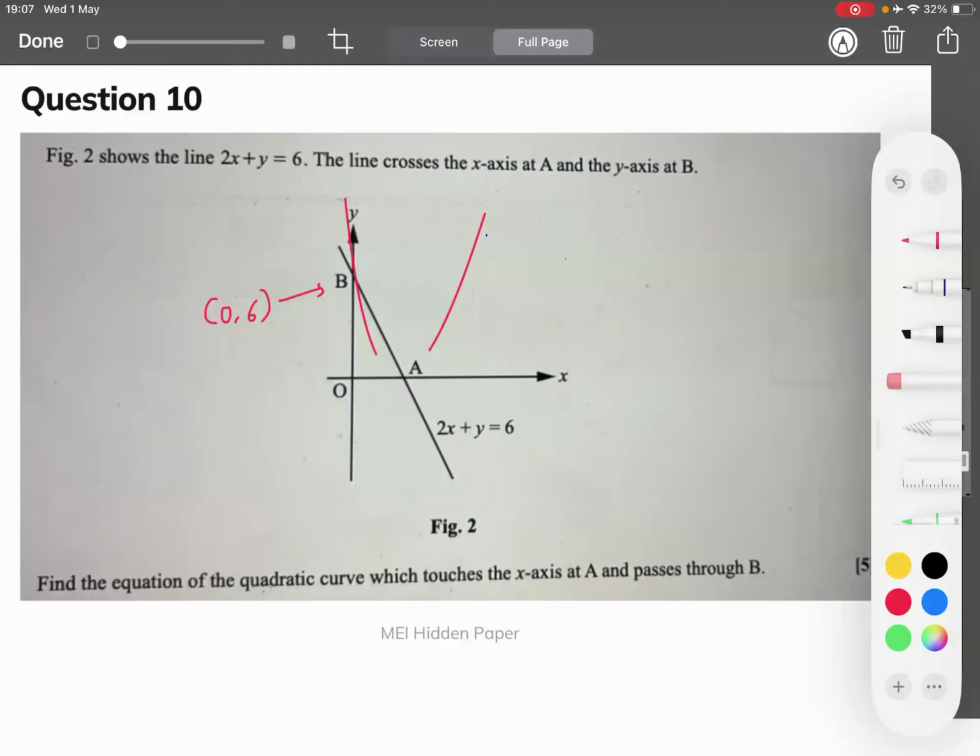I think it's 0.6. Wait, 0.4. Hold on. No, it's not.